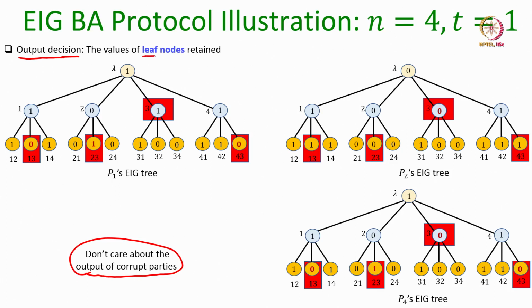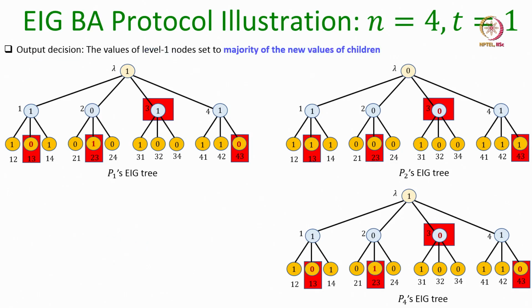The values of the leaf nodes will be retained by every party as they are. So, no change here. Now, the value of the next, higher level will be decided based on the majority of the new values of the children. So, if I take this node, its children have the new values 1 0 1. So, its majority is 1. This node, its children have the values 0 1 0. So, majority is 0.